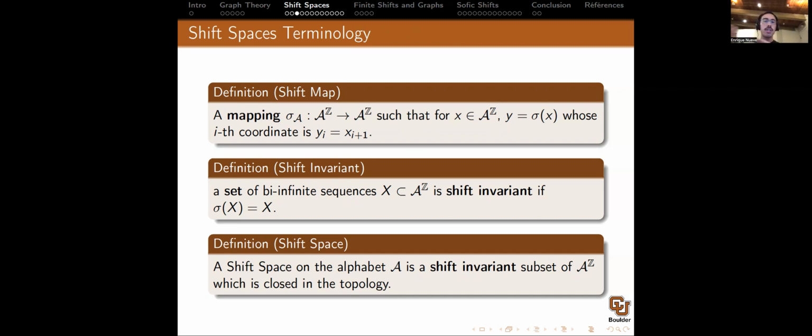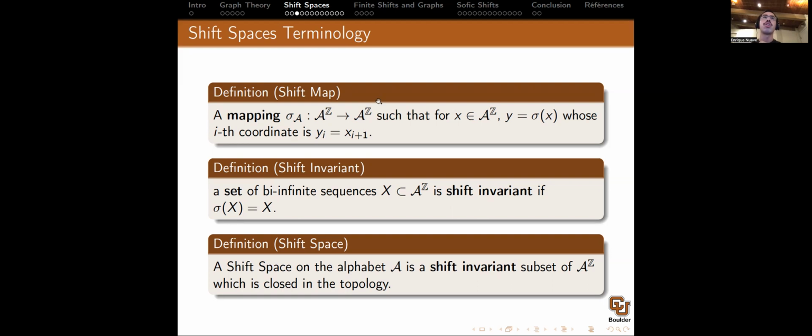We'd say a set of bi-infinite sequences is shift invariant if you apply the shift map to the whole set of bi-infinite sequences, and you still get the same thing out. So although you move everything by 1, there's this closure property under this operation. Furthermore, a shift space on the alphabet A is a shift invariant subset of the full shift, which is closed in the topology.